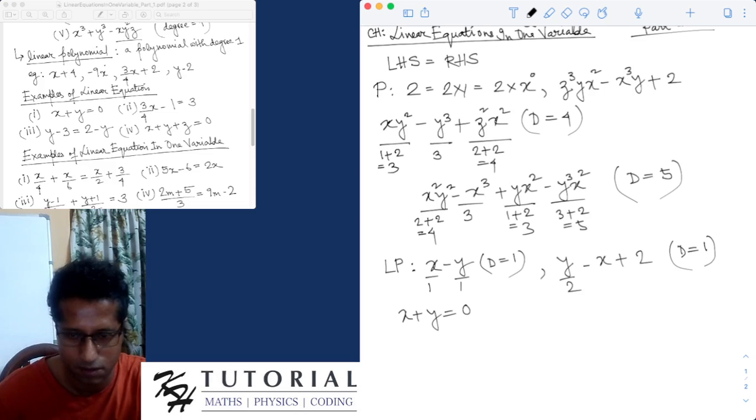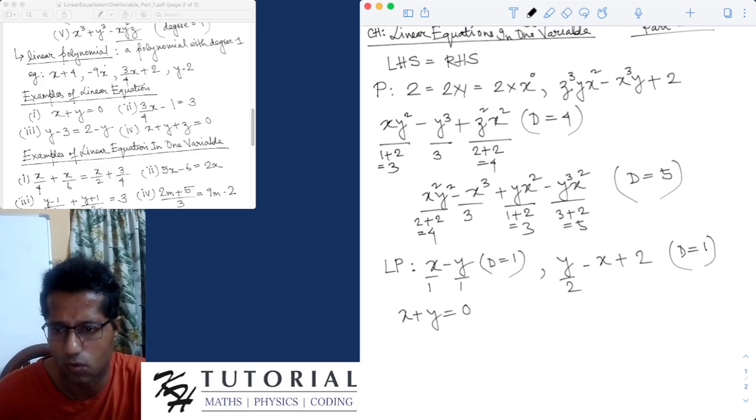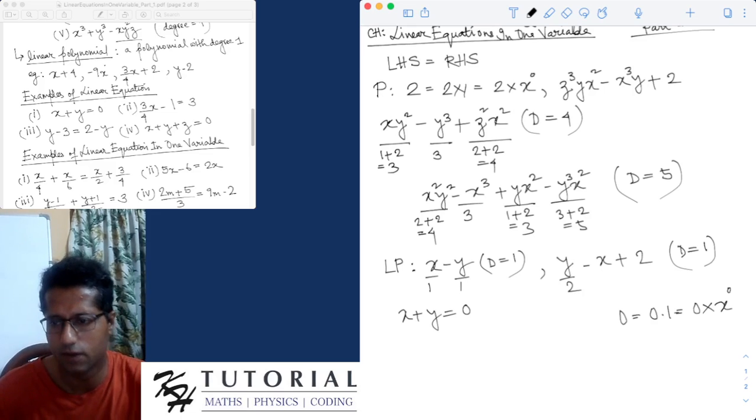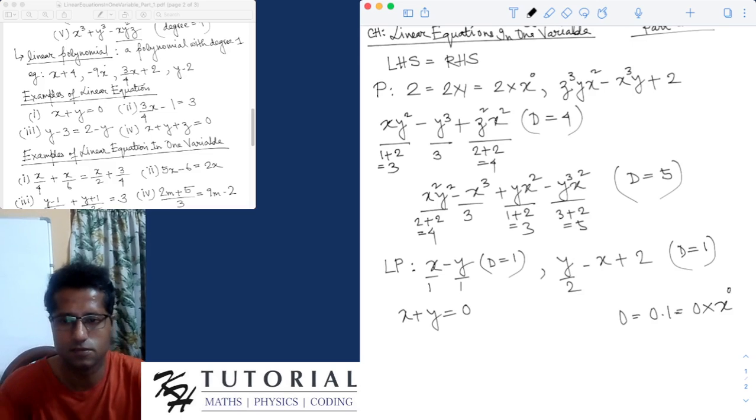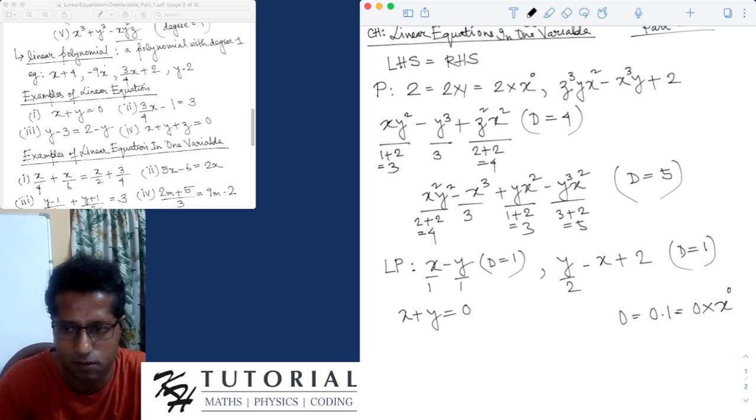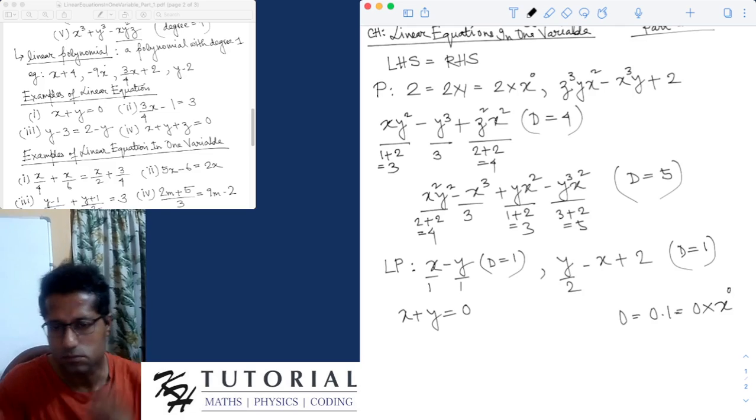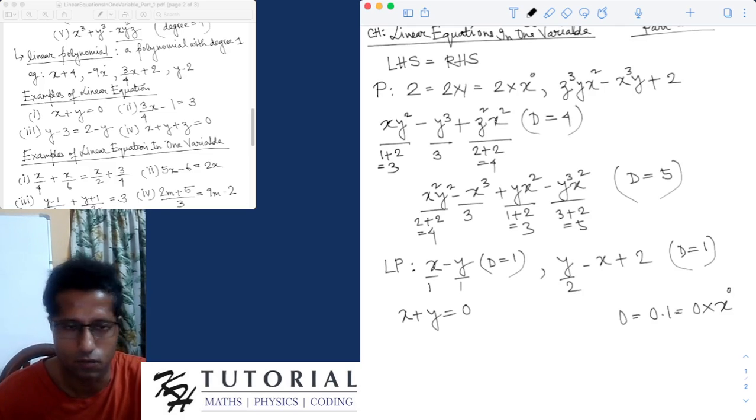How come 0 is a linear polynomial? Any constant term is always a linear polynomial, because 0 equals 0 into 1, and I can always represent 1 as x to the power 0. So it has a variable, but the power is 0. Since we know that in a polynomial the powers of the variable should be non-negative integers, that is, they can be 0, 1, 2, 3, 4. So x plus y equals 0 is a linear equation, since both LHS and RHS are linear polynomials.